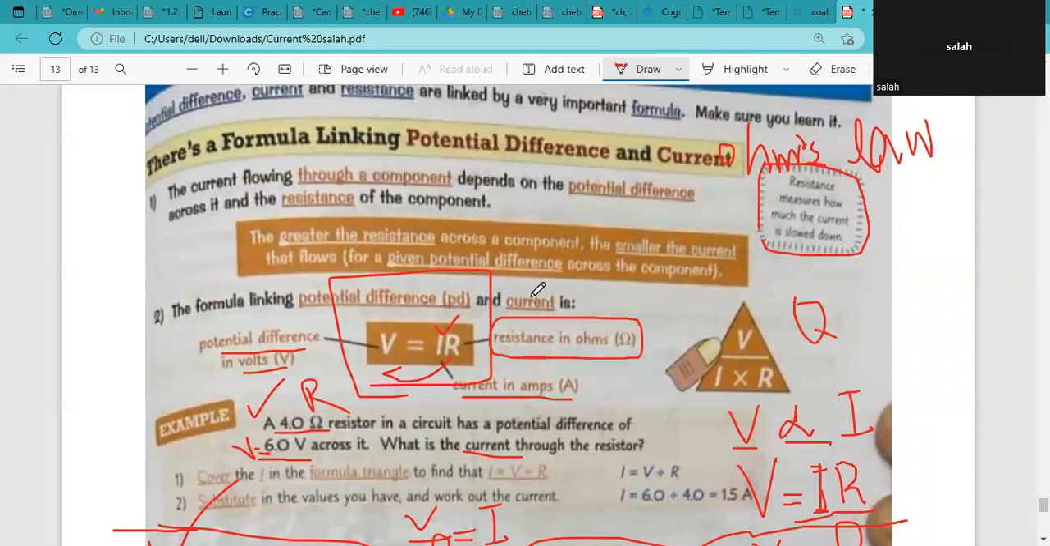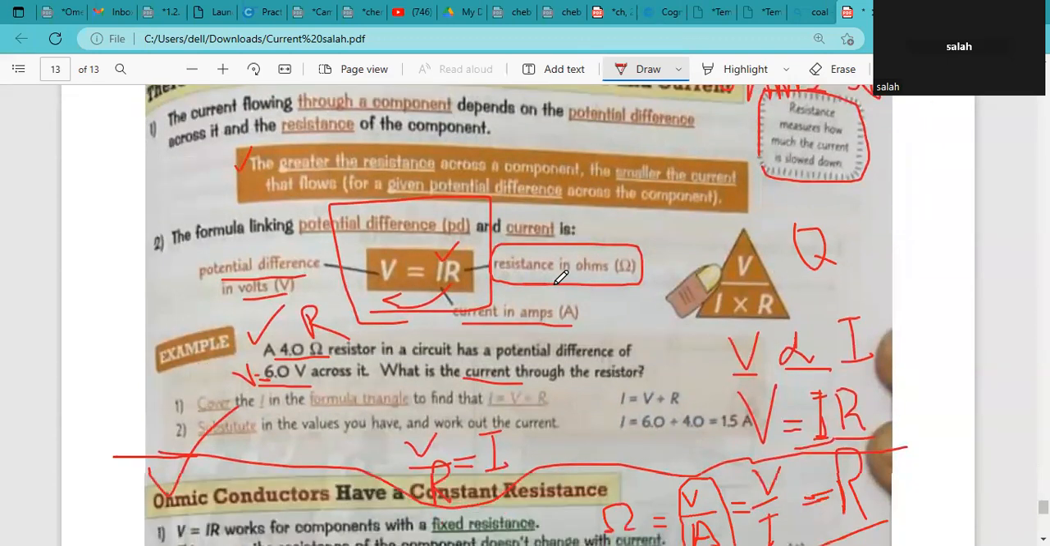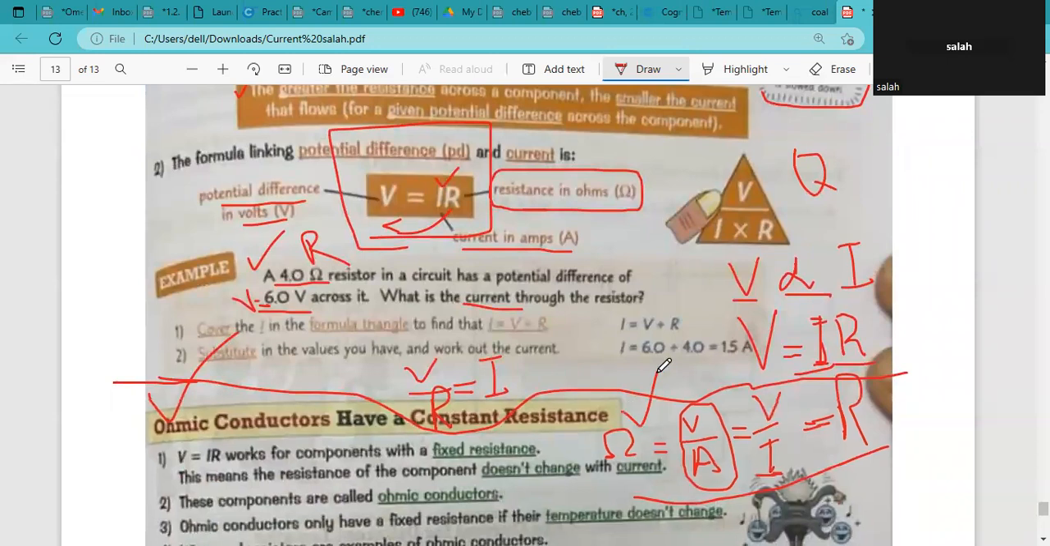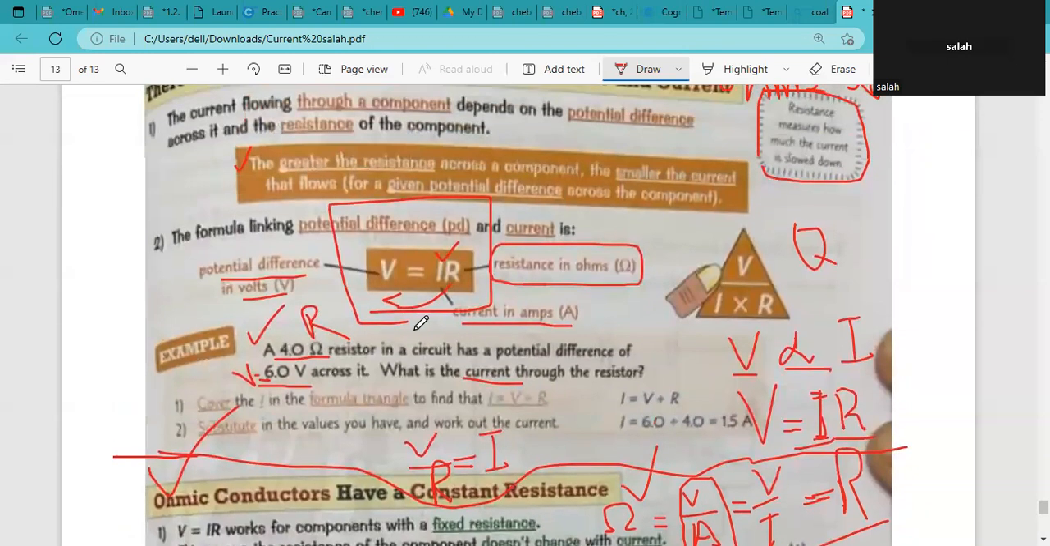But when we talk about current, the flow of charge is actually current. So the greater the resistance, the smaller the current flows in the circuit. And the greater the current, the smaller the resistance. And we just see the symbol of it and the unit of the resistance. Unit of current we know is amps, and the potential difference is volts.